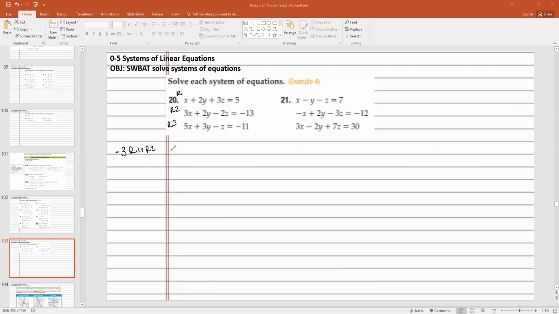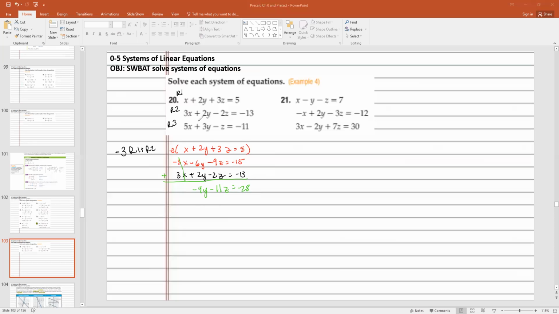So -3 times (x plus 2y plus 3z equals 5). We get -3x minus 6y minus 9z equals -15. There we have 3x plus 2y minus 2z equals -13. That's row 2, and just add those two together. The x's cancel out, which is what we wanted. -6y plus 2y is -4y. -9 minus 2z is -11z equals -28. That's all we can do for now.